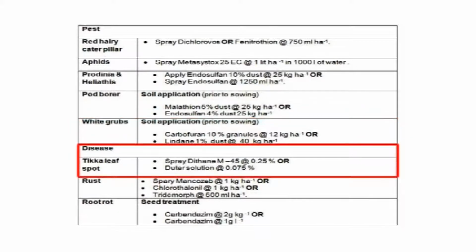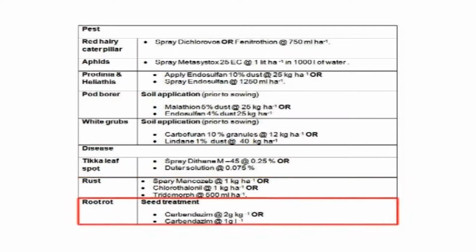Then see about diseases, some of the important diseases. First one is tikka leaf spot. For that we can spray Dithane M-45 at the rate of 0.25%. Then rust disease. For that we can spray Mancozeb at the rate of 1 kg per hectare. Then root rot. For that root rot we can do seed treatment with carbendazim 2 gram per kg.